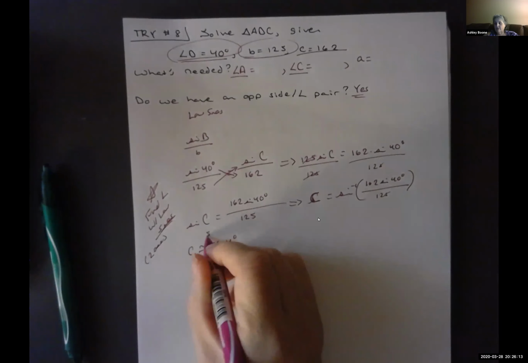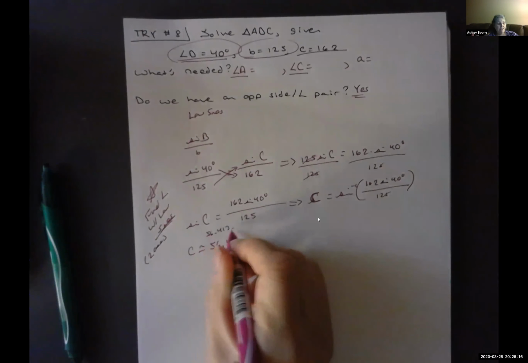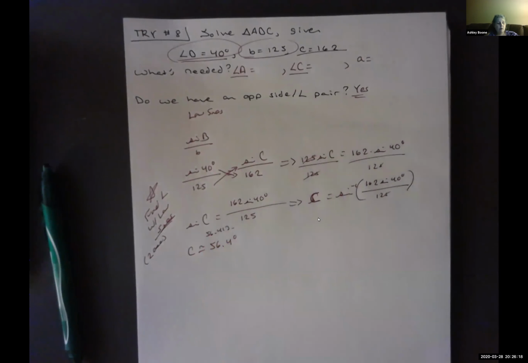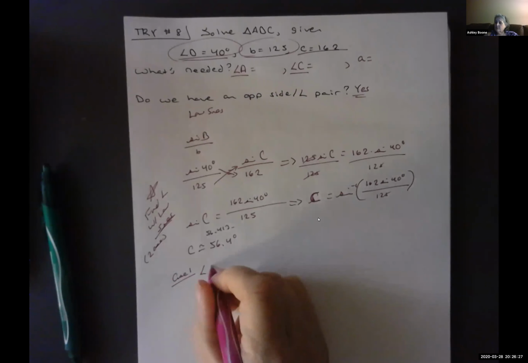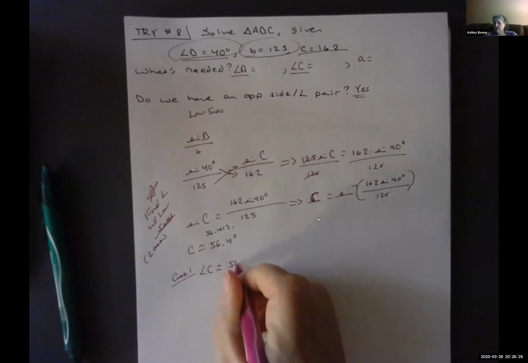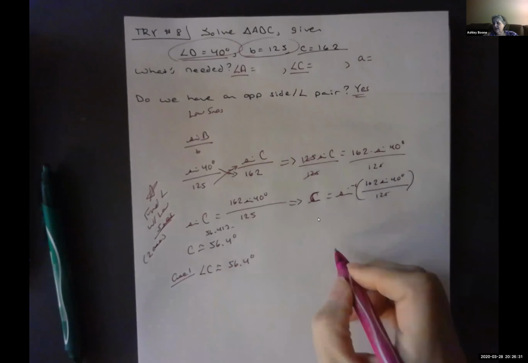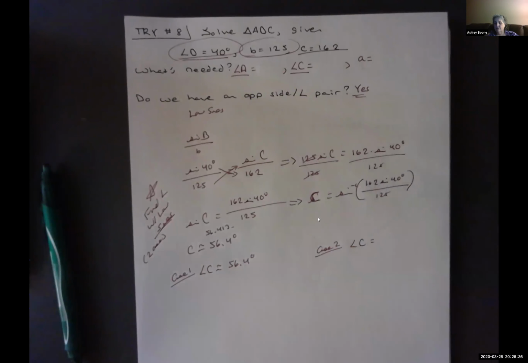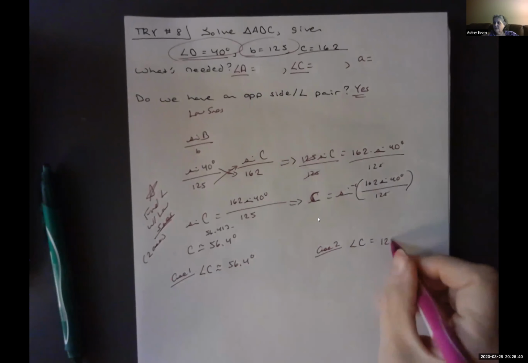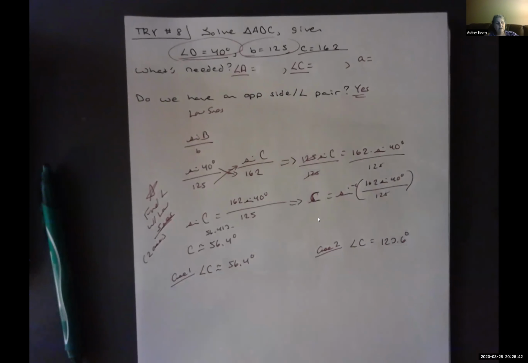It's 56.413. C is an angle. So that's approximately 56.4 degrees. So one of my cases is that angle C is approximately 56.4. That means that for my second case, angle C would be 180 minus 56.4. That's 123.6 degrees. That would be that case there.